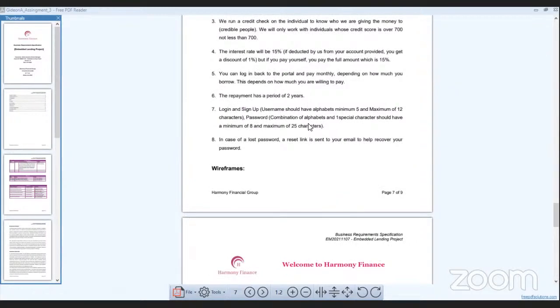Log in and sign up. The username should have alphabets, minimum 5, maximum of 12 characters. Password, combination of alphabets, 1 special character, should have a minimum of 8, maximum of 25 characters. In case of a lost password, a reset link is sent to the email address to help recover password.